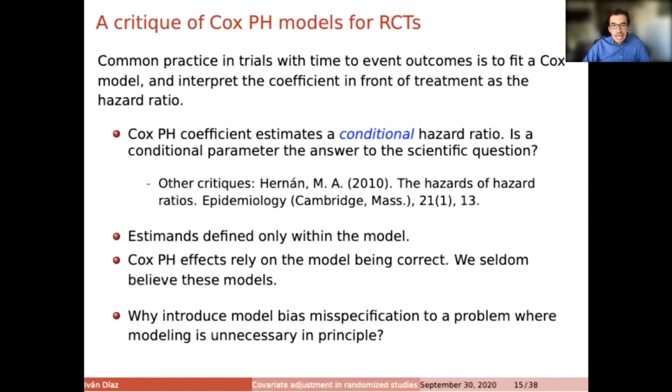for randomized trials. What common practice would suggest is, you go and fit your Cox model. You don't include interactions. I think this has also been discussed in other talks in this webinar. You just put in your treatment and the covariates, and you take the coefficient in front of treatment and interpret it as the log of a hazard ratio, right? That's what people commonly do, and this slide is a critique of that practice.